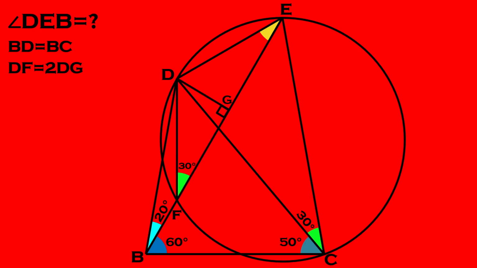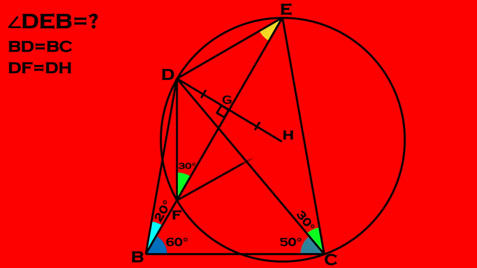Now, from point G, we extend the segment DG until a point H such that DG is equal to GH. Now, because DF is equal to 2 times DG, DF will be equal to DG plus GH, and so DF will be equal to DH.